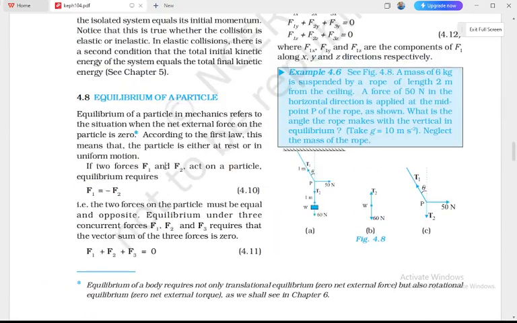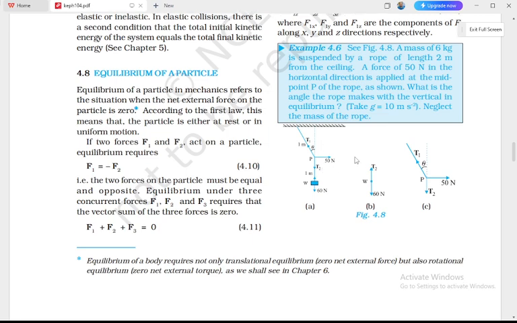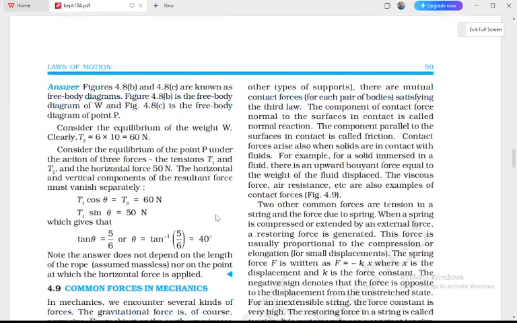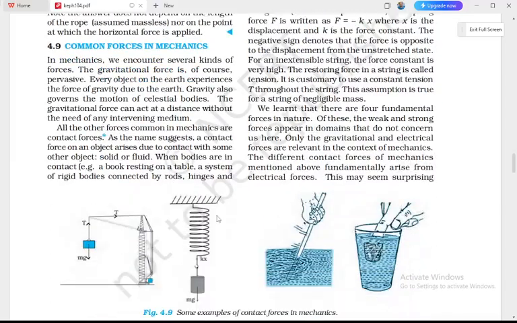Now we'll do the examples of this one later on, and now we'll consider the solution, and we'll learn about common forces in mechanics.